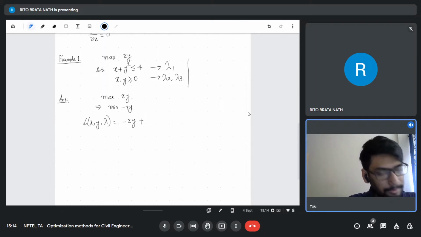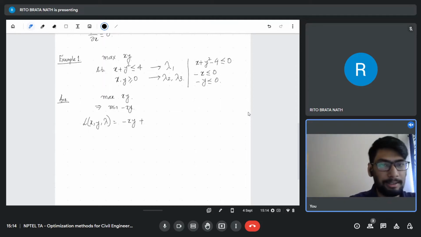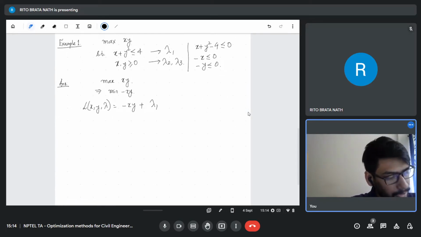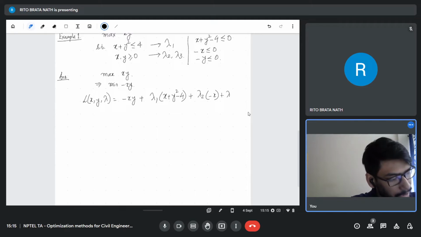You also need to convert these constraints into less than or equal to type. So you write x plus y square minus 4 less than or equal to 0, then minus x less than or equal to 0, and then minus y less than or equal to 0. These are your g(x) less than or equal to 0 type constraints, g1, g2, g3, which is why you have lambda 1, lambda 2, and lambda 3. So this is lambda 1 times x plus y square minus 4, then lambda 2 times minus x, then lambda 3 times minus y.